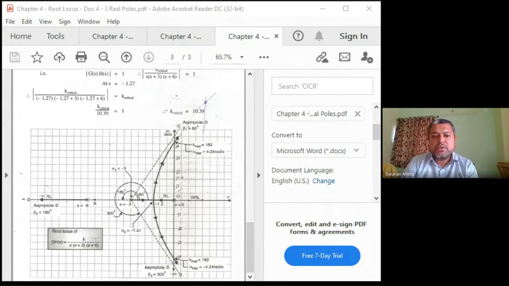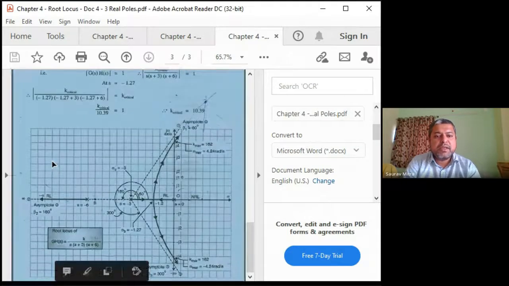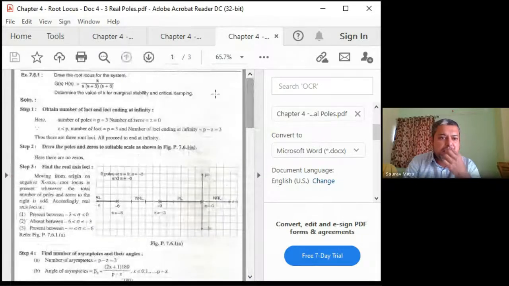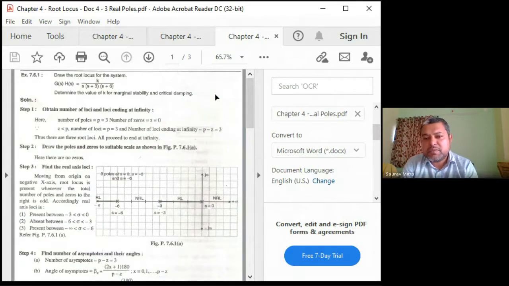Okay, so this is the root locus plot for a numerical; I will show the numerical first. So what is the numerical? G(s)H(s) is given as k divided by s into s plus 3 into s plus 6. That means if your open loop transfer function is k divided by s(s+3)(s+6), what are the open loop poles?